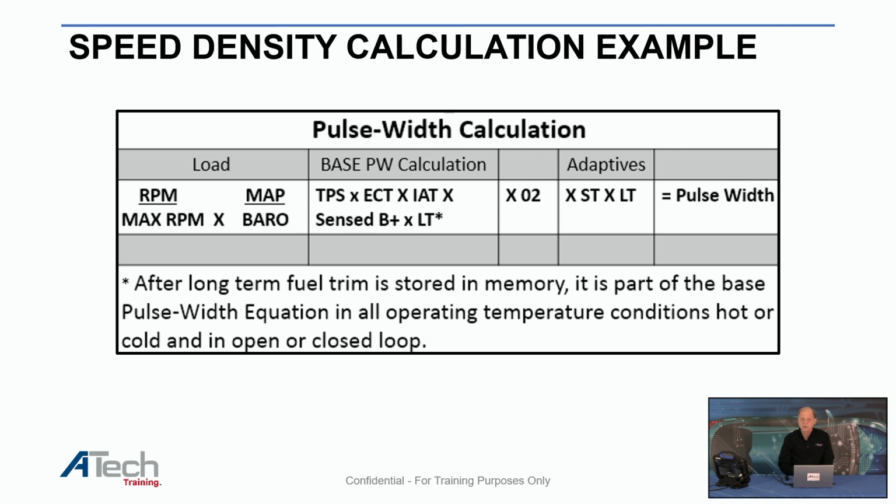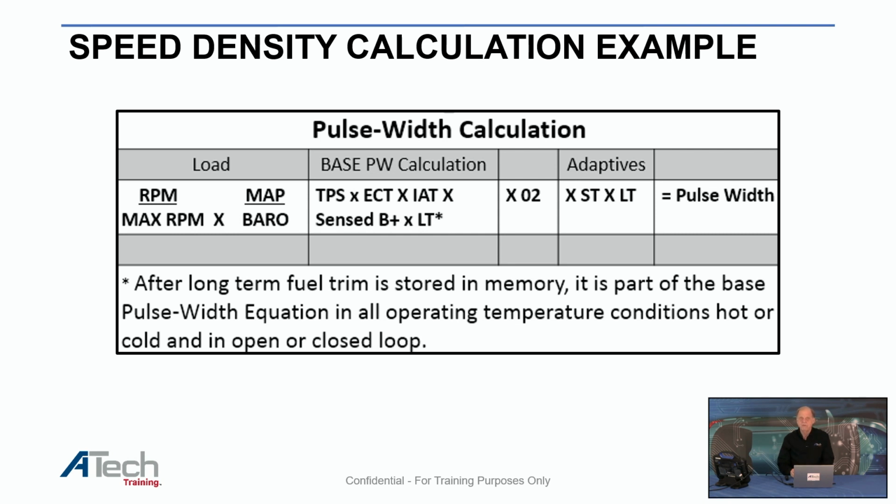The last one up there, it says times LT. Well, LT is long-term fuel trim. So keep this in mind, long-term fuel trim is learned. It's always in memory, no matter where you go in the vehicle, it's there. So if you look down below, it says after long-term fuel trim is stored in memory, it's part of the base pulse width calculations, all temperatures, either hot or cold, or open or closed loop. So that is something you always got to keep in mind. Always look at long-term fuel trim and see if there's a correction on the car. Do this on mass airflow sensor cars, do this on any car, the long-term fuel trim's there.